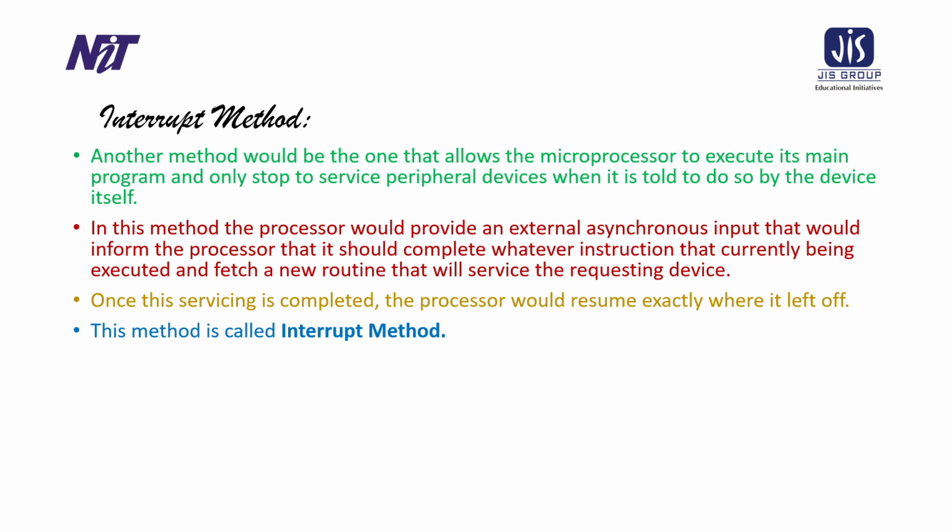So what is the main thing? I will explain this once again: after execution of each and every instruction, the microprocessor checks whether an external asynchronous input is coming to the processor or not. If not, it goes to the next line. If yes, it completes the instruction currently being executed, and after that it jumps from this location to the location dedicated for that input, performs the task there, and then returns to the main program, and the execution starts again.